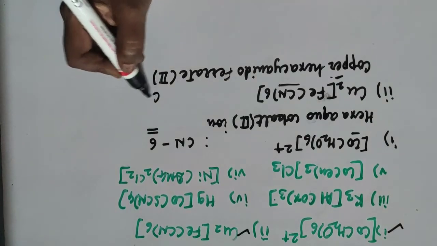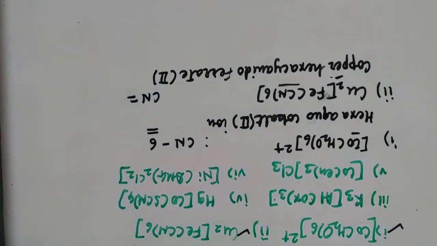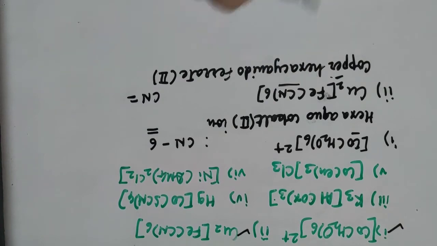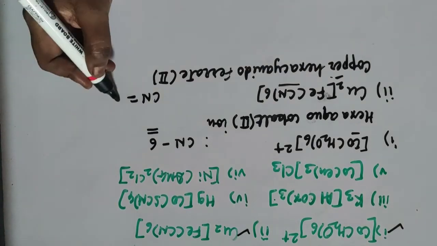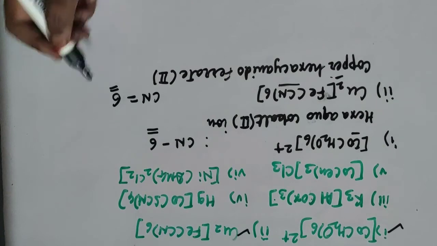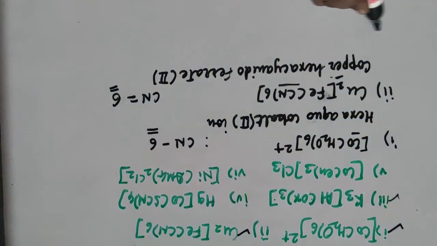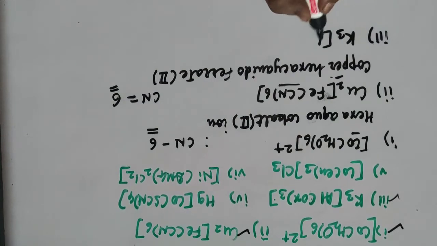What about the coordination number? Again CN is a monodentate ligand. Only one lone pair of electrons can be donated by one CN minus. So it is just the number of ligands attached with the central metal atom. So here also the coordination number is 6. We'll go for the next, that is K3[Al(OX)3].